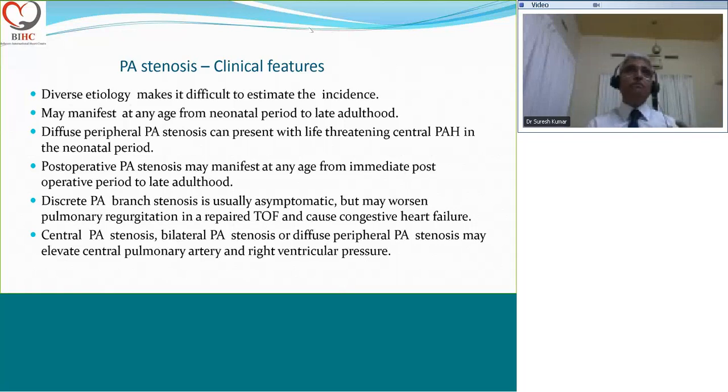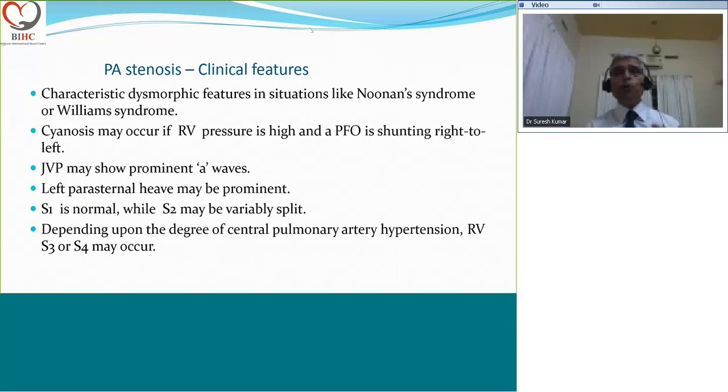Remember, many syndromic associations are there, so look for Noonan syndrome or Williams syndrome. Cyanosis may occur if RV pressure is high and a PFO is shunting right to left. JVP may show prominent A waves. You may have a left parasternal heave.